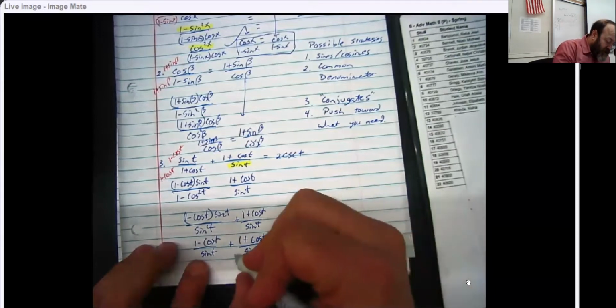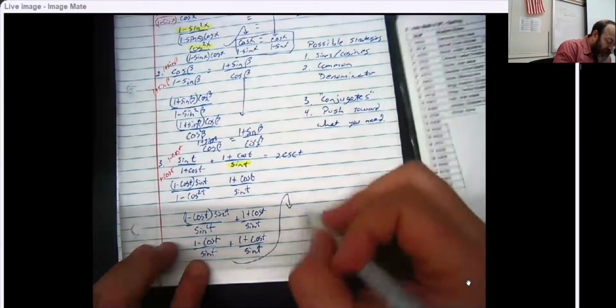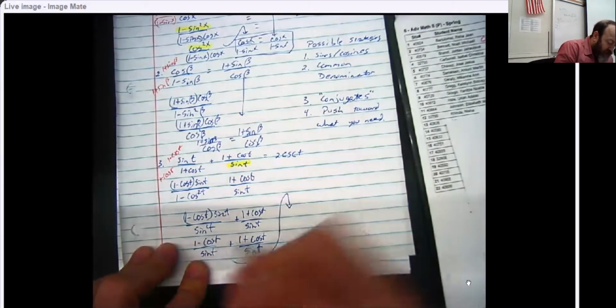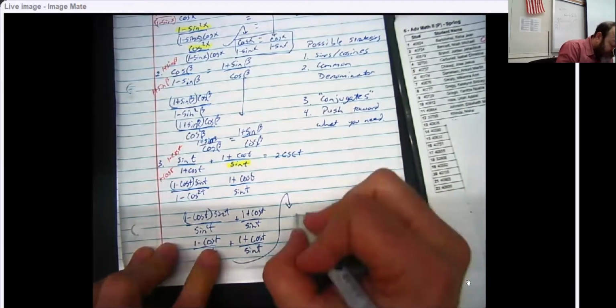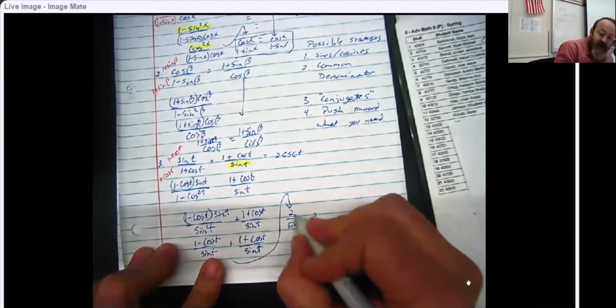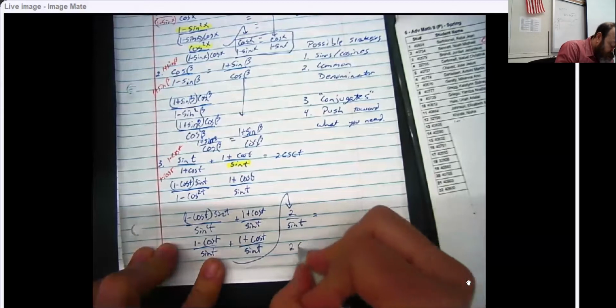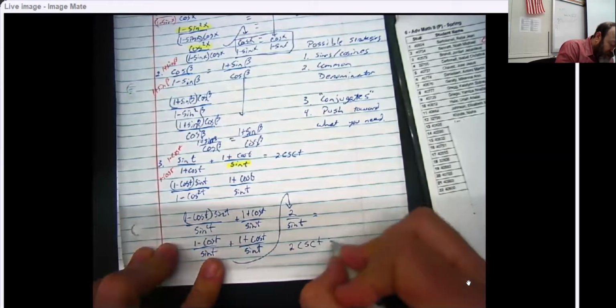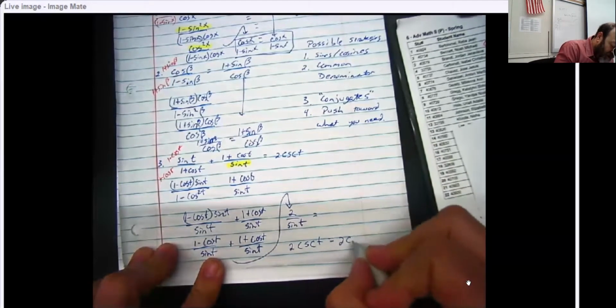So I'm going to go ahead, and this should be below it, but I don't have any more room. When I add my numerators, notice the cosines cancel, and I've got 2 over the sine. And then 2 divided by the sine is 2 cosecants. There we go. And that's exactly what we wanted.